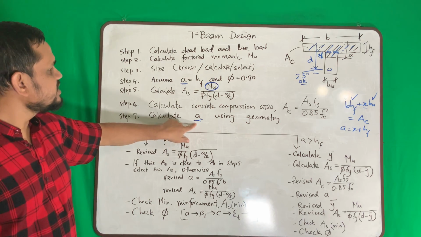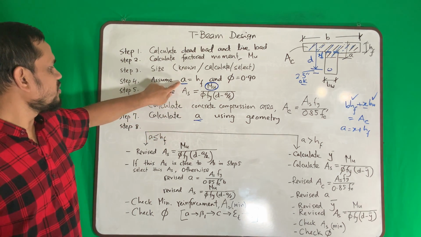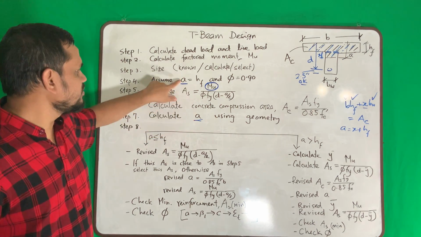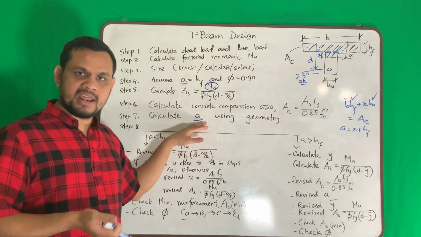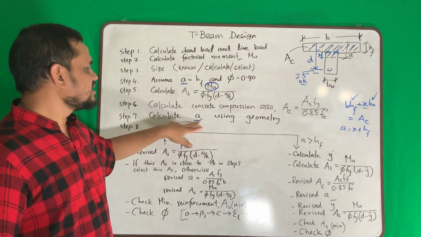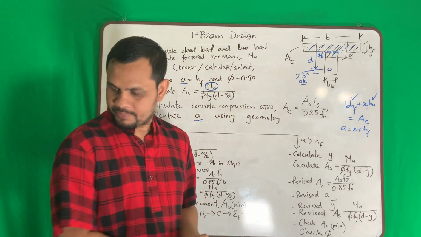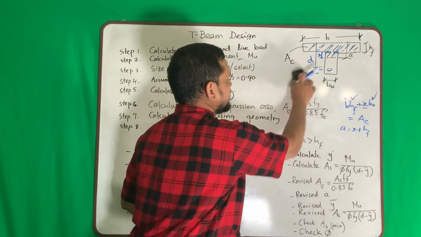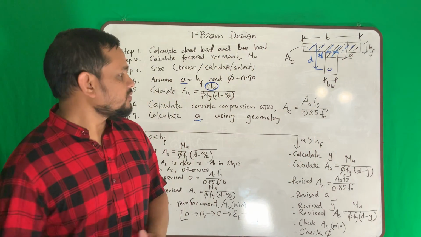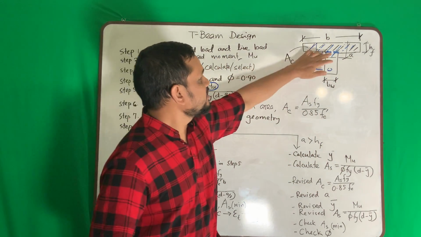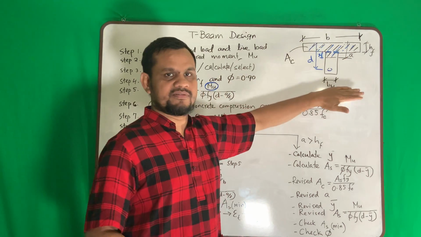Now this A is your revised A. So once we get a revised A, we will not use this A anymore. So we got the A now. Now we will see whether our compression block, okay, let's clean it. Now we will judge whether this A is within the flange or outside the flange.